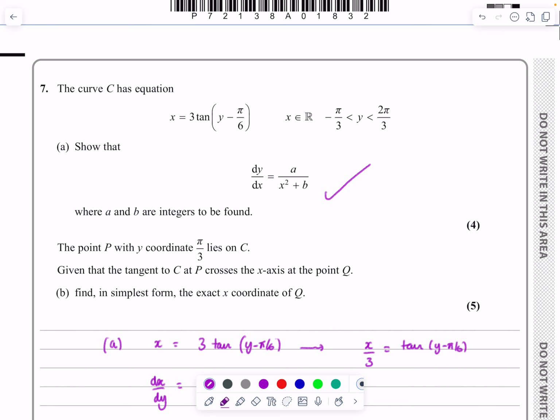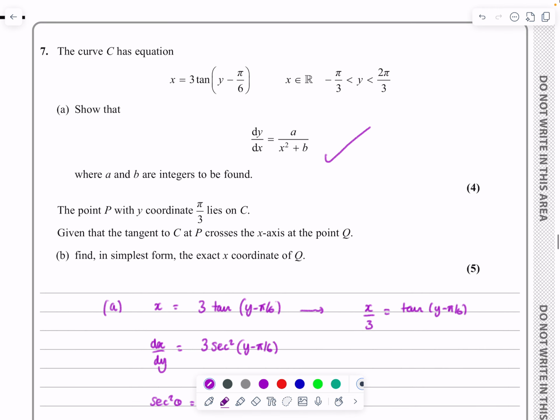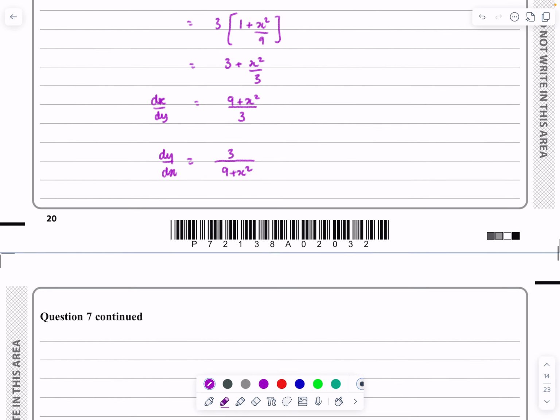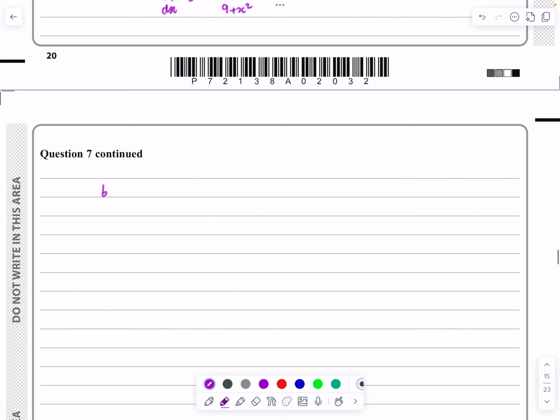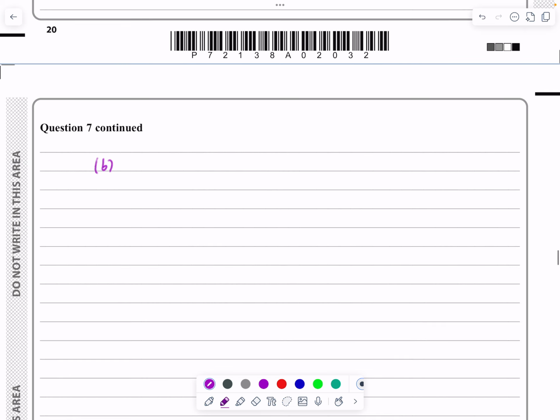So part A done. Part B says the point P with y coordinate pi over 3 lies on C, on some curve. Given that the tangent to C at P crosses the x-axis at the point Q, find in simplest form the x-coordinate, or the exact coordinate, of Q. So let's just quickly work out what that means with a really quick, simple sketch. Don't need to draw anything out accurately.